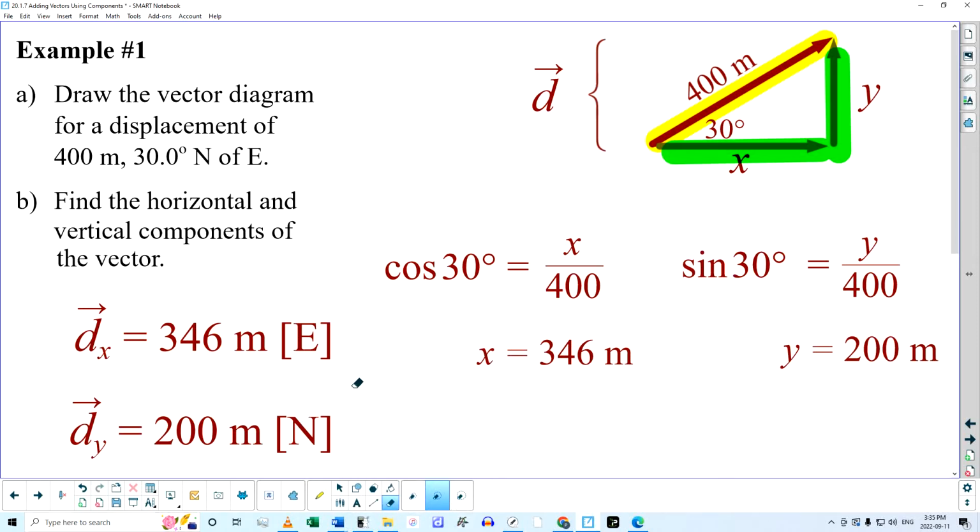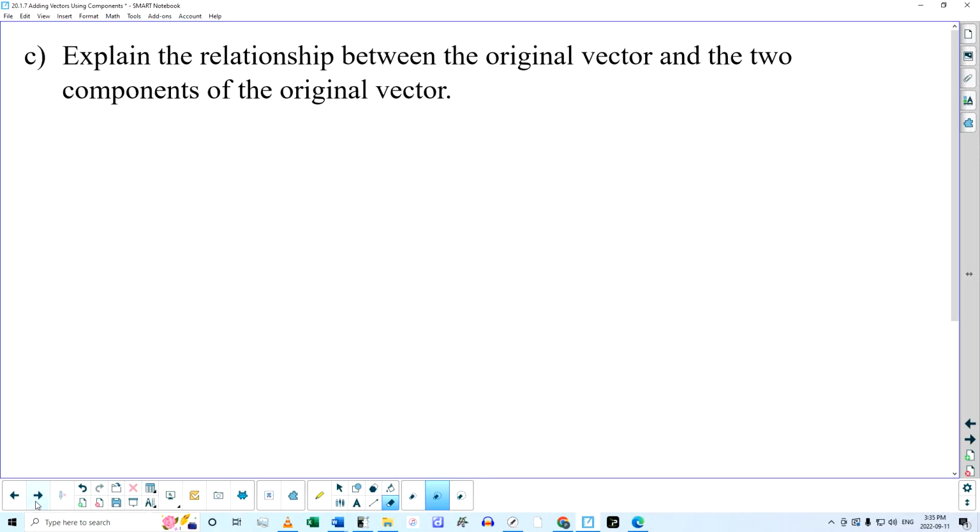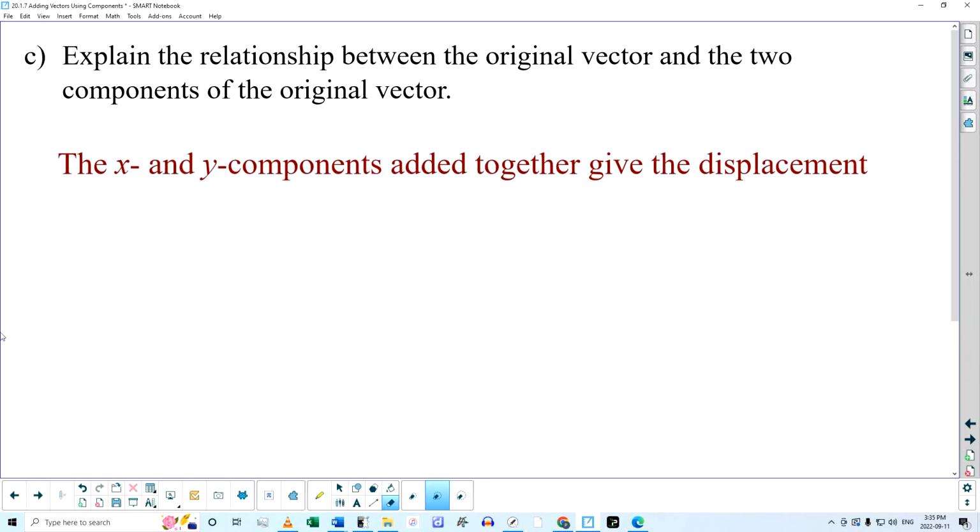The point that I want to make here is that when you add those two green vectors together, you get the yellow vector. So what's the relationship between the original vector and the components of the original vector? If you add the x and y components together, you get the original vector. Another way to look at this, everybody, is if we had to work with the original vector, what we could do instead is work with the components. We could find the components, then take the original vector and throw it out, and work with the components.